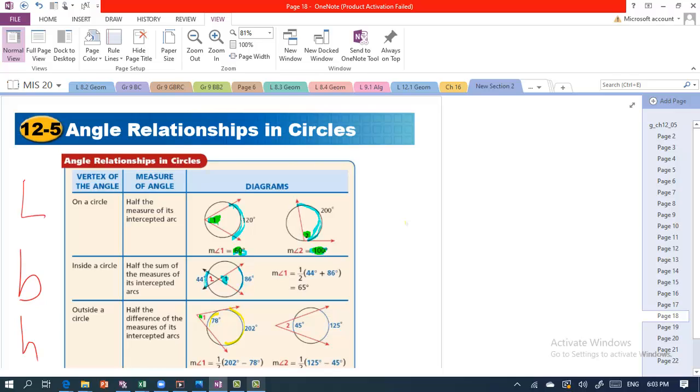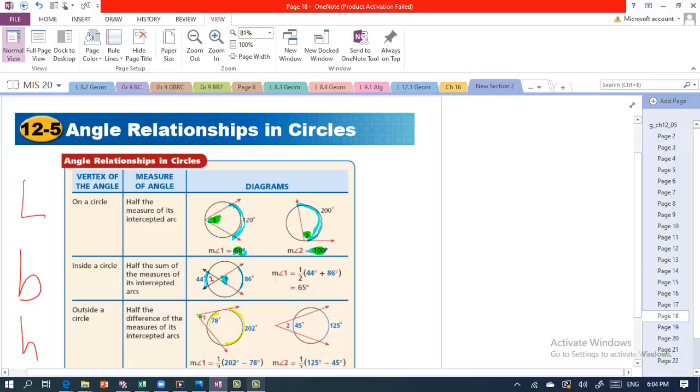The second idea in this lesson is the internal angle or interior angle, inside of the circle, which is half of the sum, as we said, half of the sum of the intercepted arcs. Angle 1 is equal to half of 86 plus 44, which is equal to 65, and angle 1 is equal to angle 2 as vertical angles, as we explained previously, just to summarize all the ideas.